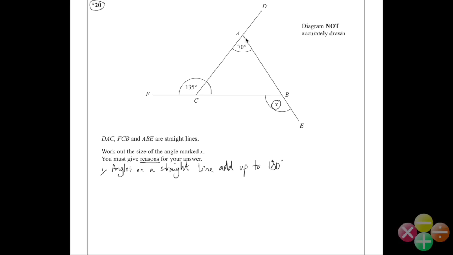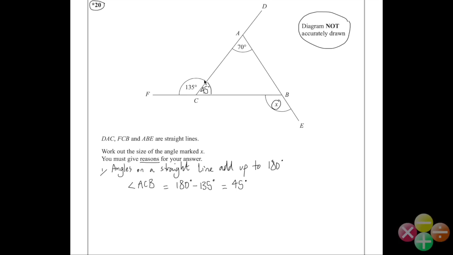Now that means that the angle ACB is 180, take away my 135, which is here, and that leaves me an angle of 45 degrees. Now notice that I've calculated the angle. I haven't measured it with my protractor because it tells me here that the diagram is not accurately drawn, so there's no point measuring it. So we found out one angle at 45 degrees.